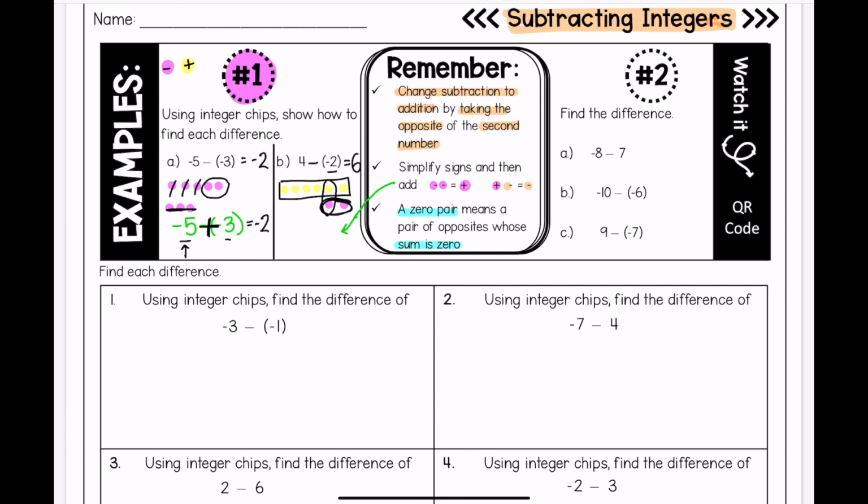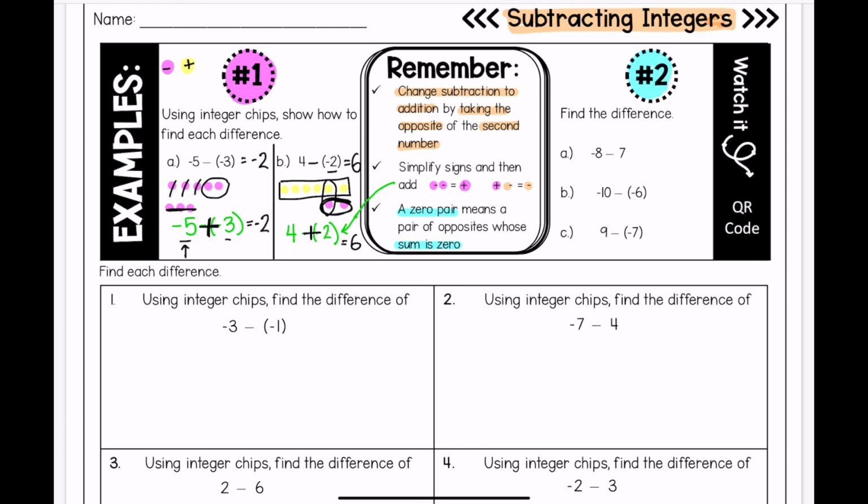If I look at the second one, I have 4 minus negative 2. The 2 minuses change to addition. This problem just turns into 4 plus 2, which is 6. And we were able to get that with the integer chips as well, but I wanted to explain both ways. So now I'm going to jump over to the questions on the right, under number 2, and I'm going to find the difference.